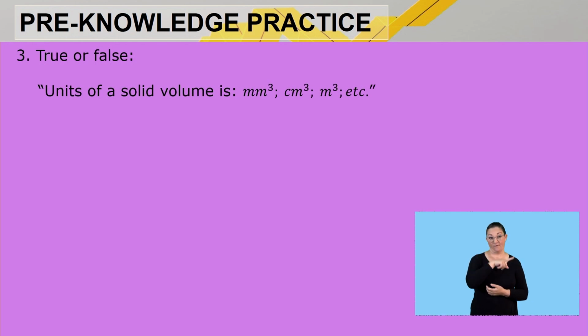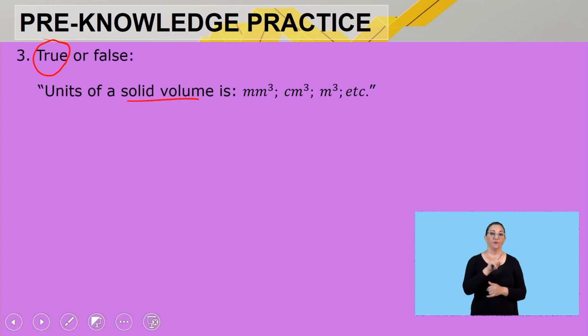Okay guys, let us now look at question number 3. So here we'd like to know whether the following statement is true or false. So the statement reads as follows. Units of solid volume is millimeters cubed, centimeters cubed, meters cubed, etc. Guys, I'm sure you'll agree that is indeed true. Remember, we have what we call solid volume as well as liquid volume. We'll look at that later on in our lesson.